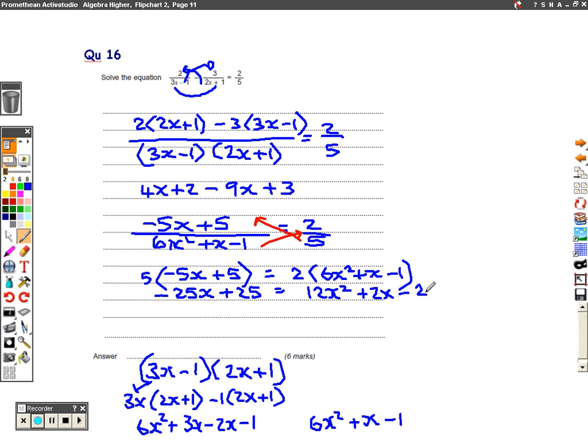Okay, gather your like terms now. So bring our plus 25 across as minus 25. It becomes plus 25x minus 25. Okay, so we're going to have 12x squared plus 27x minus 27. Now, I'm going to clear this bottom area and leave me some room.